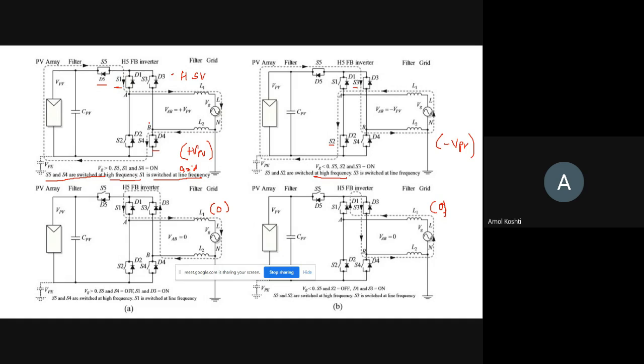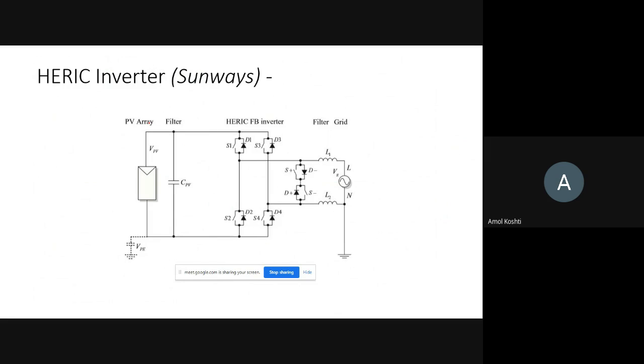Here the company SMA is manufacturing this type of inverters, and they are using this for grid connected systems. Again, some modification is done to the basic H bridge, which is named the Herric inverter, manufactured by the Sunways company. It is also manufacturing PV inverters. This company is specifically dedicated to manufacturing PV inverters.